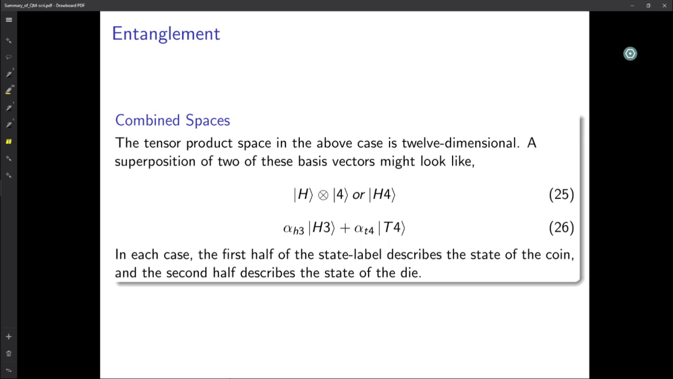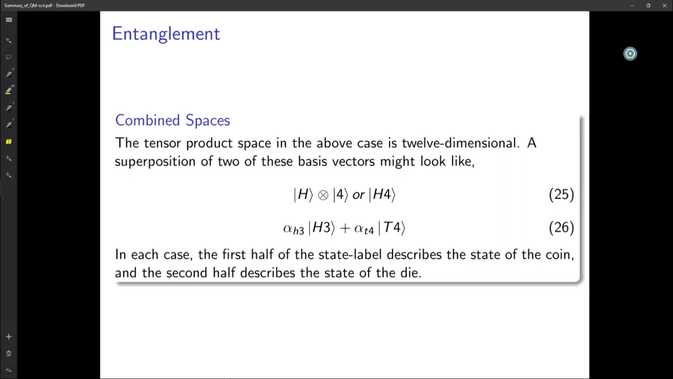So a superposition of these two basis vectors is nothing but, say, a ket of H and a ket of 4, because these are two different states in two different systems, right? If I do a tensor product, it is just represented as the ket of H4. And if I had to represent it as a superposition in terms of the basis vectors, I have alpha_H3 times the ket of H3, and alpha_T4 times the ket of T4. So you can see here that even the superposition vectors take on the properties of the new tensor space, and not of the individual vector spaces that they were formerly present as.